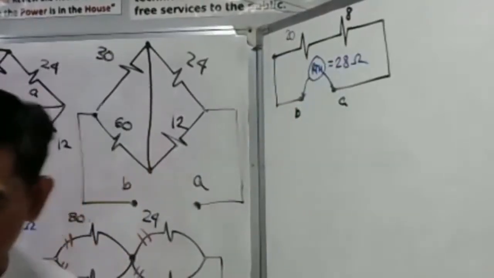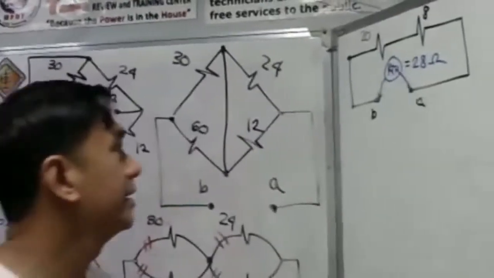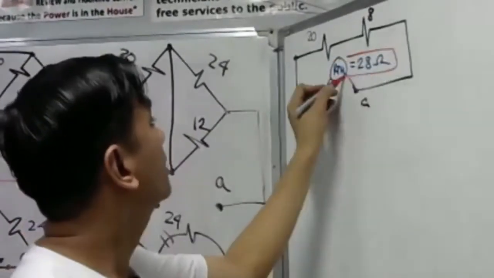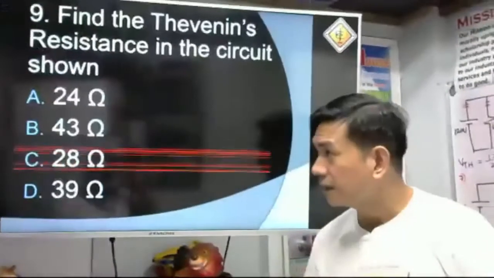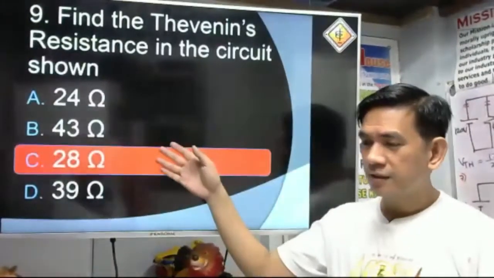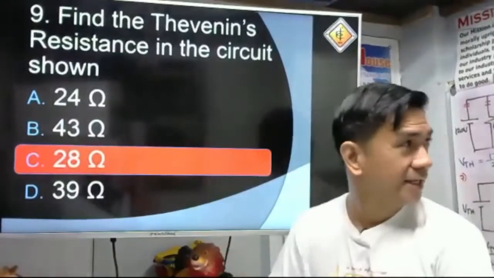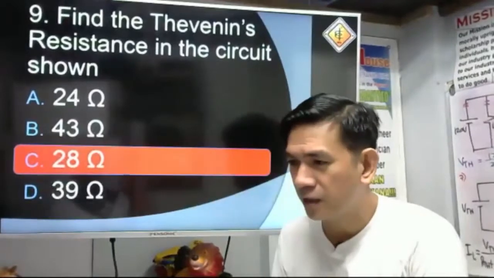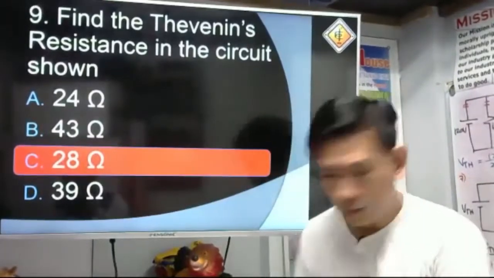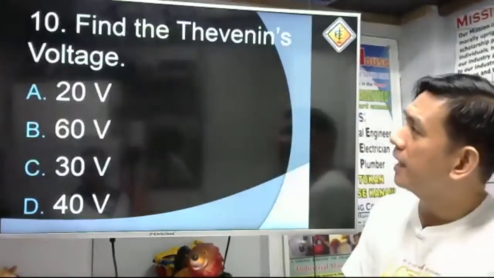That is our answer, mga kawerpa. Ayan ang sagot. Anong sagot natin? Anong letra ang sagot? Ang sagot natin ay letter C. Letter C as in Soko. Okay. So, ayun na, mga kawerpa, nakuha. 28 ohms. Okay, punta tayo sa susunod na item.